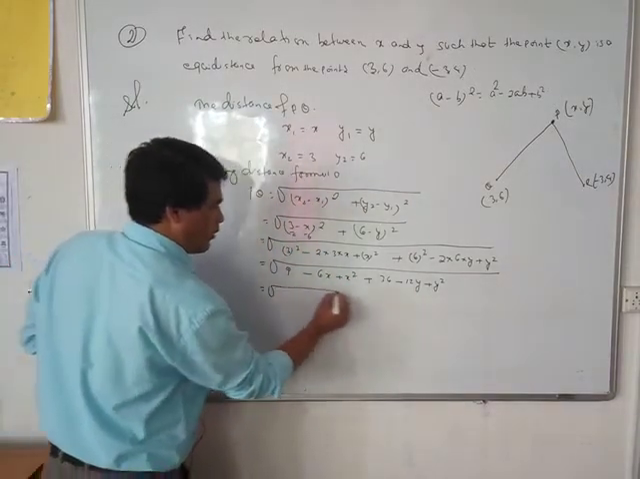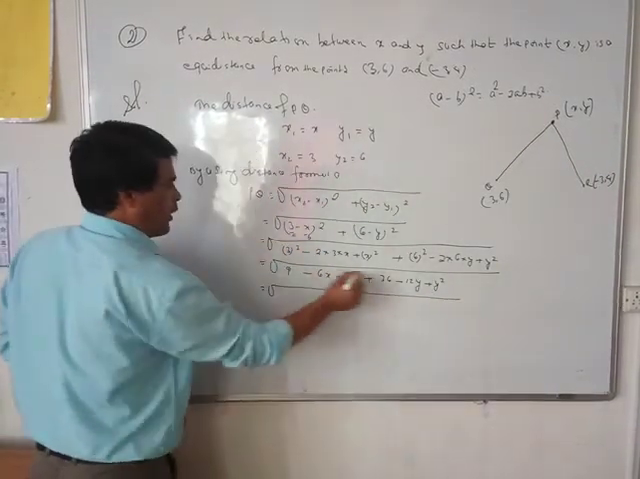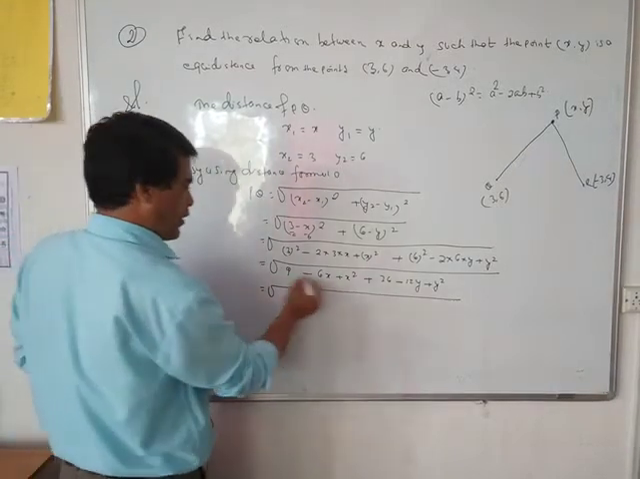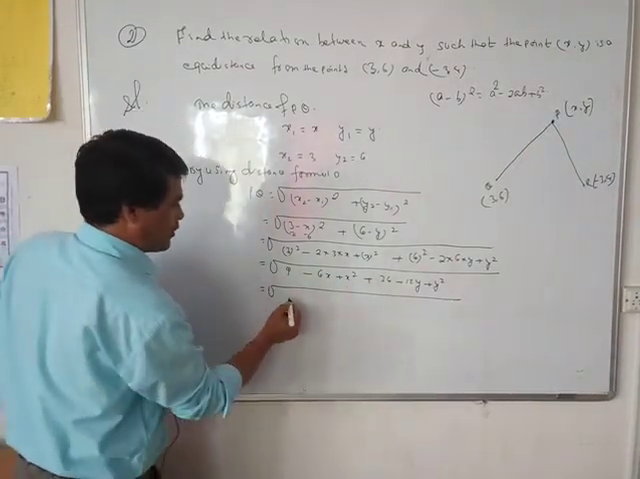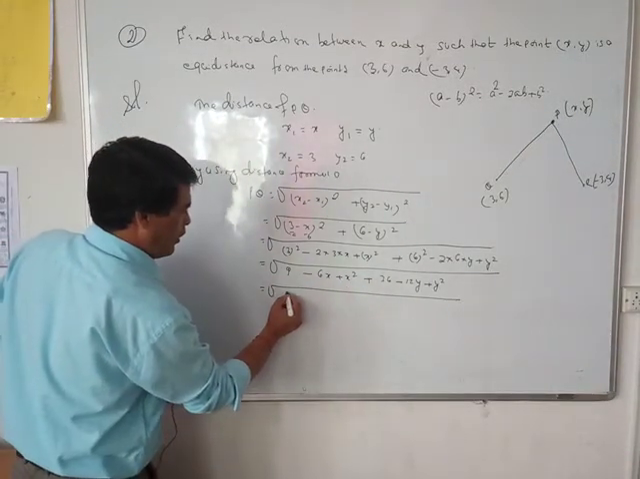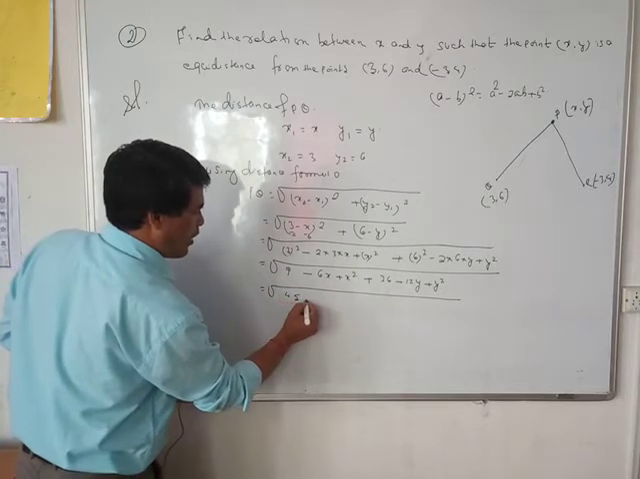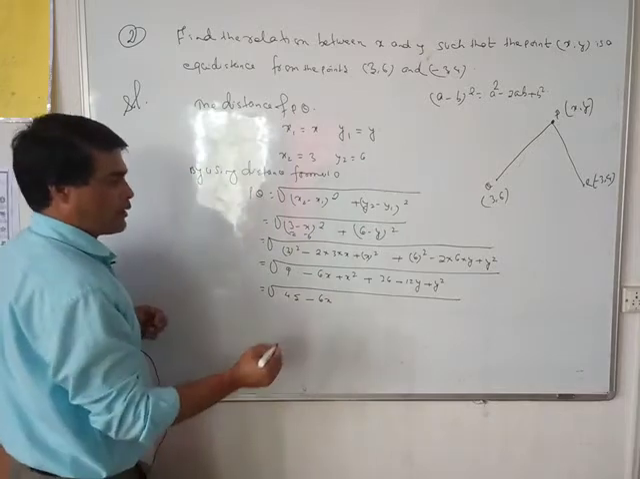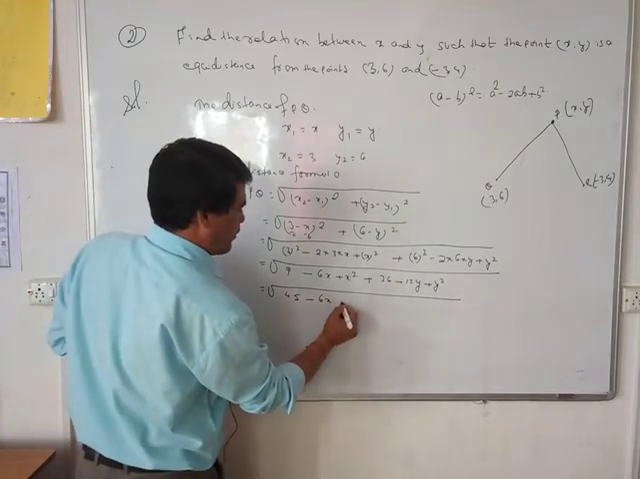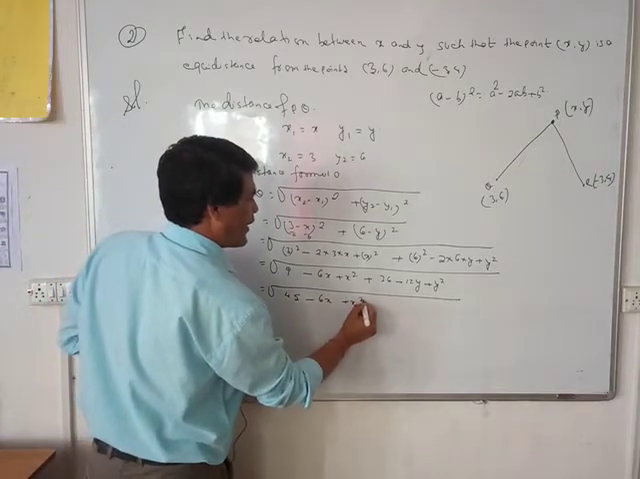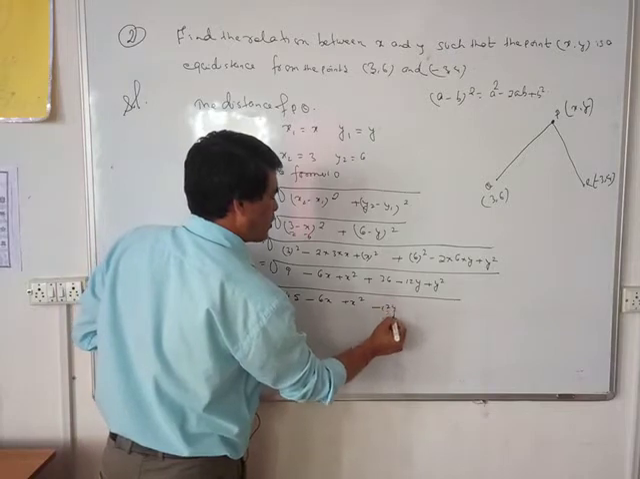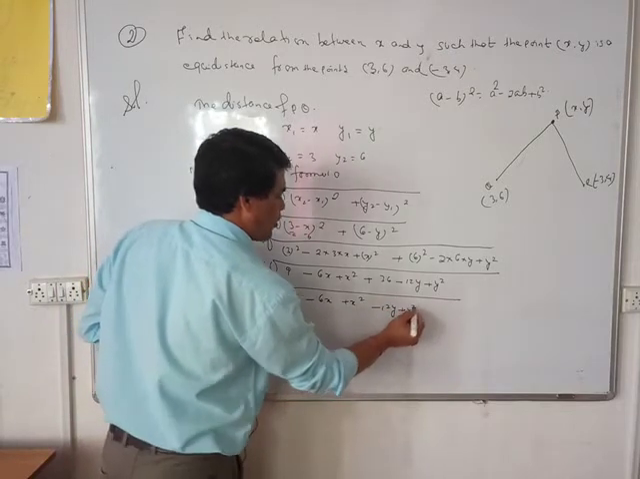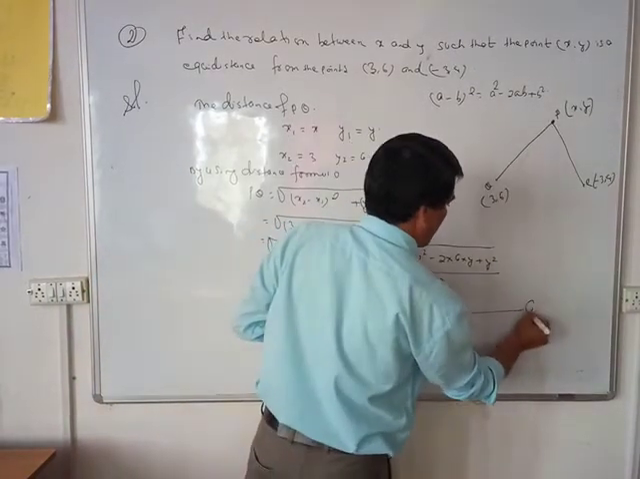At last we have to combine the like terms. 9 and 36 are like terms, so we add them: 9 plus 36 is 45. The others are unlike terms, so we write them as they are: minus 6x plus x square minus 12y plus y square. This is our equation 1.